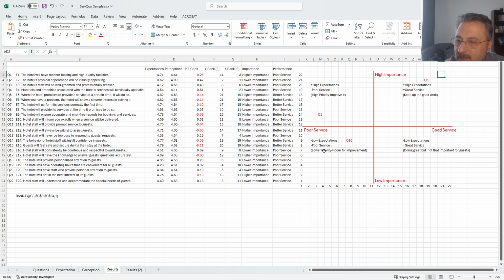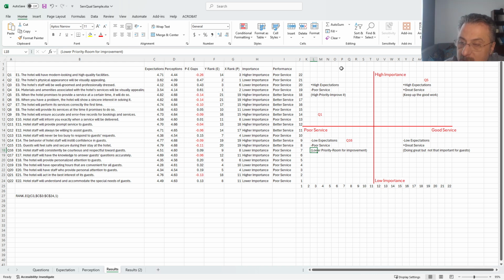Now, if you look at here, this is one of the most important parts, of course. And I'm sorry, this is actually one of the most important parts, but let's talk about this one first. They also have low expectations, but you have poor service. I mean, it's not very important to people, but there is room for improvement. It's not very important to people, but that doesn't mean you're going to provide poor service.